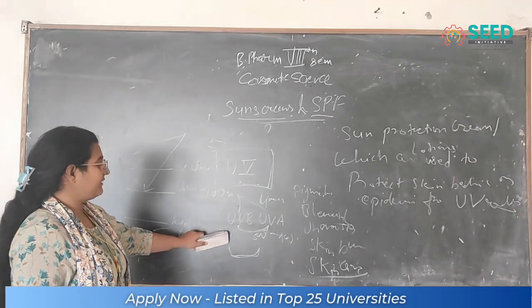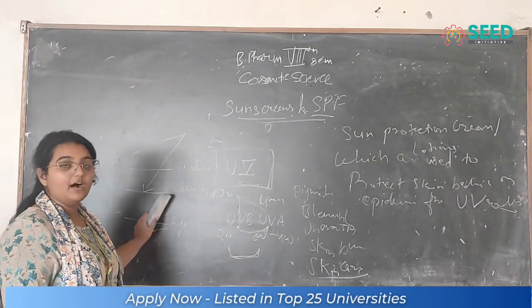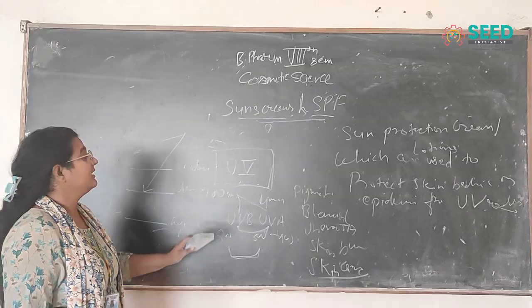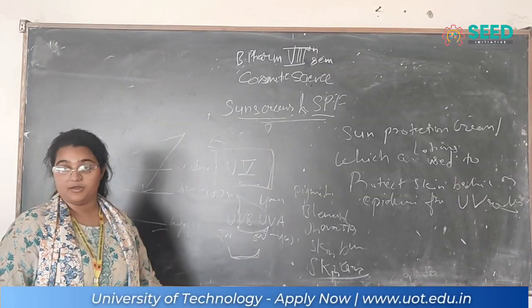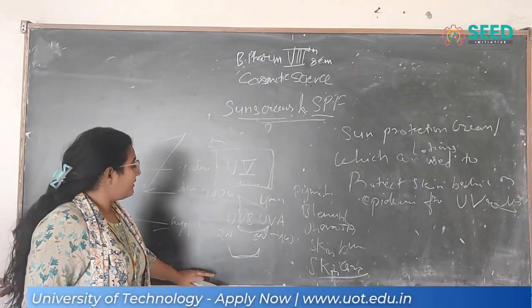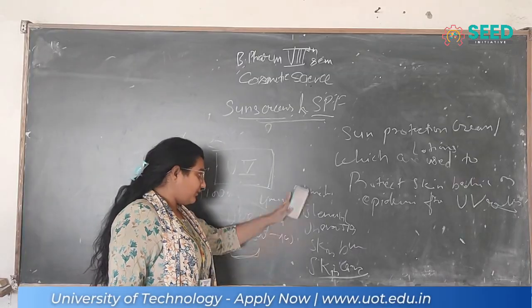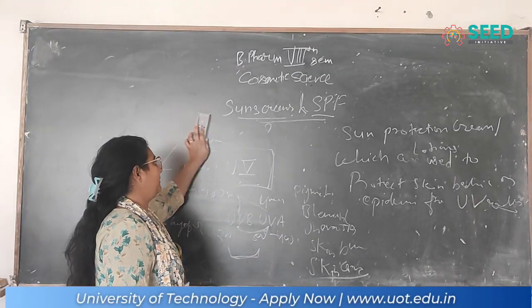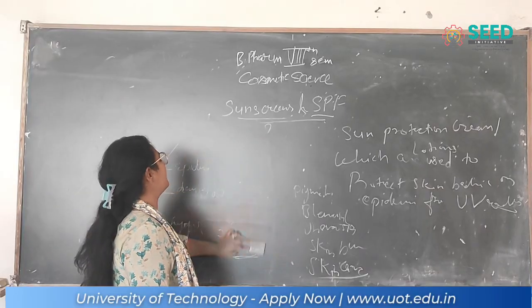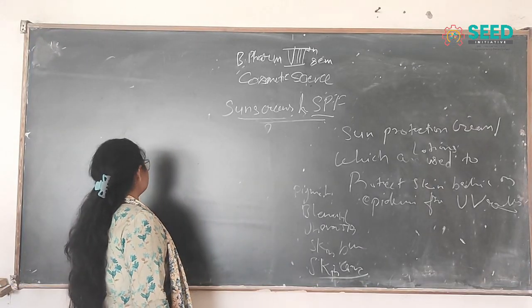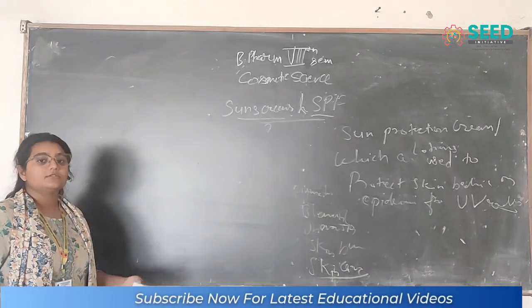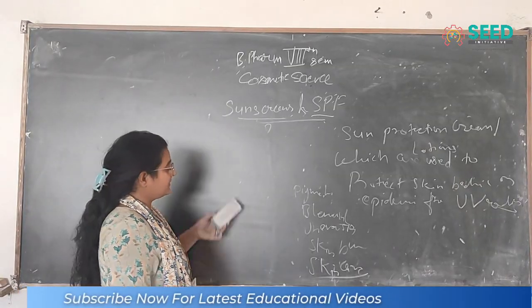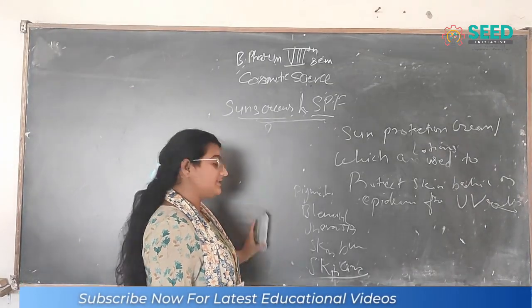The UV wavelength is getting absorbed by our epidermis and dermis cells. Then they create many problems. So to avoid all of these situations, we have to use sunscreen. Now, what is sunscreen? What is the mechanism of sunscreen? They can reduce all of these symptoms.